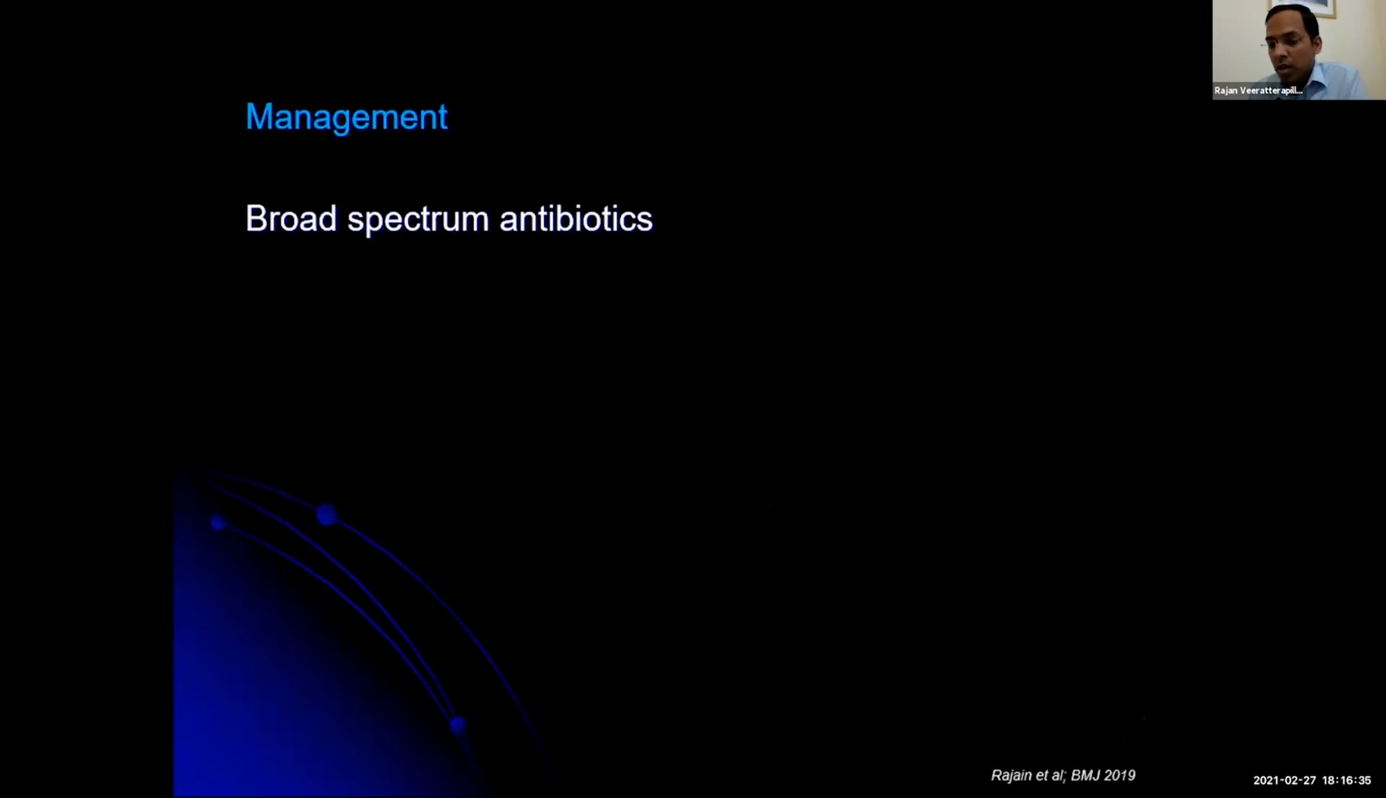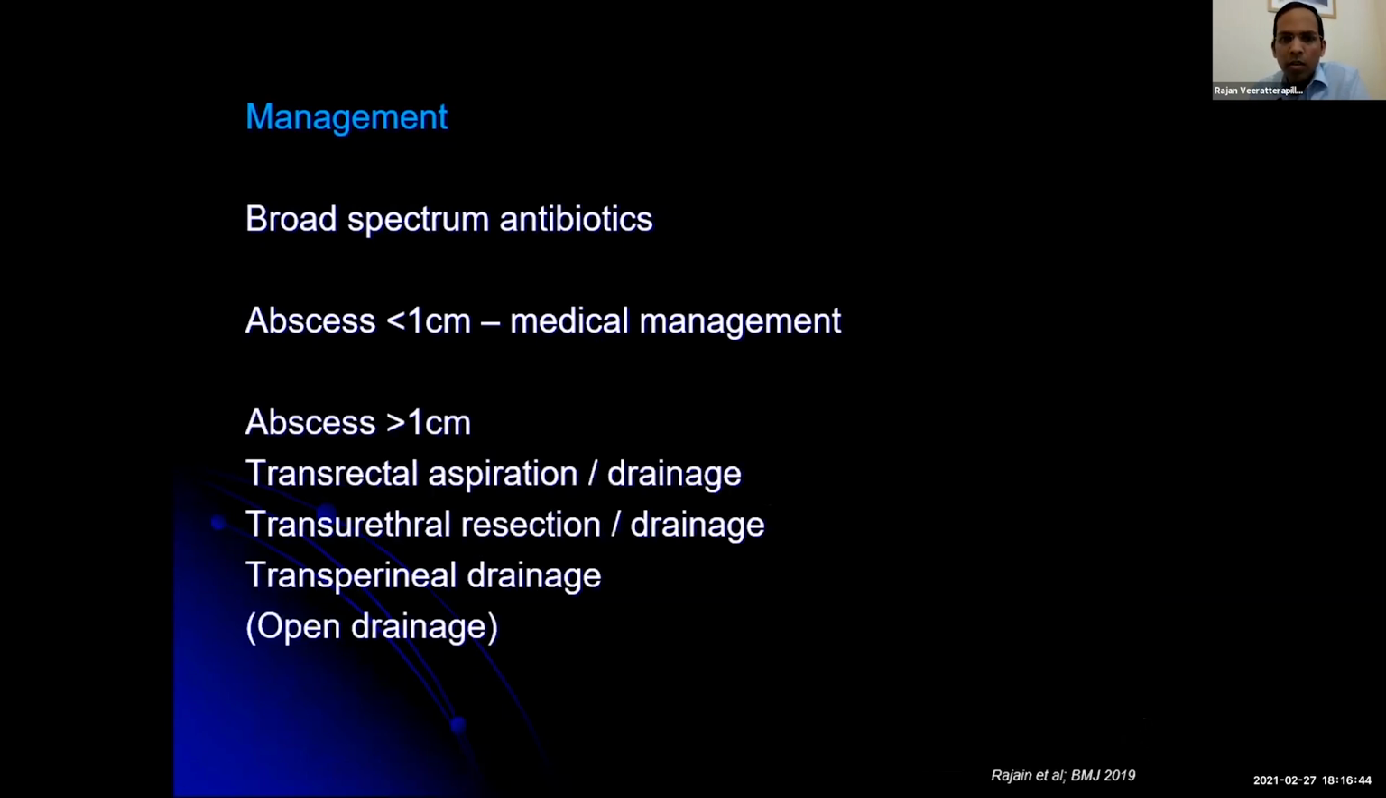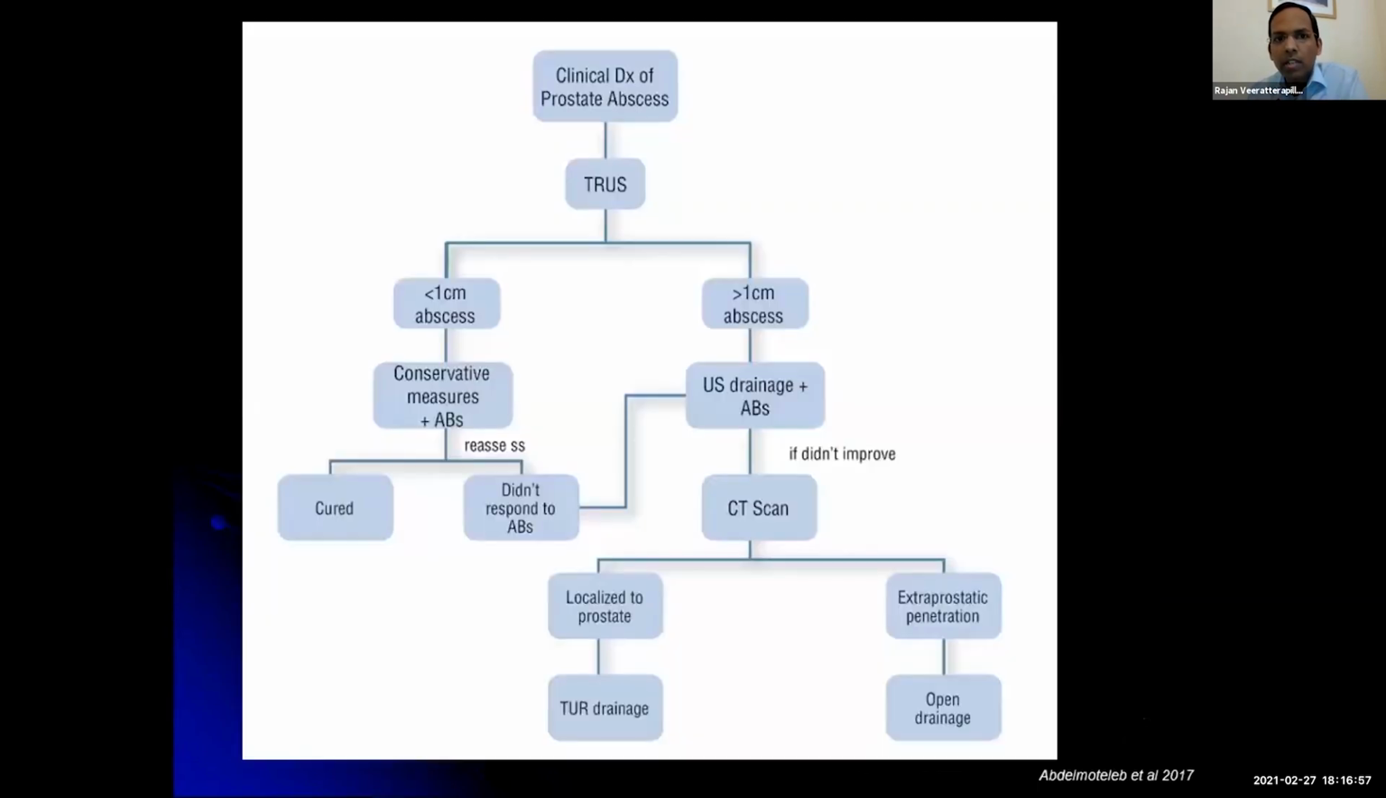The management is antibiotics initially. A cutoff size of about 1 centimeter is used here. So if you have an abscess of 1 centimeter, by and large, antibiotics alone would be enough. As the abscess gets above 1, there's a high chance of requiring intervention with either a transrectal aspiration, transperineal aspiration, or transurethral resection. Open drainage is very rarely required these days.